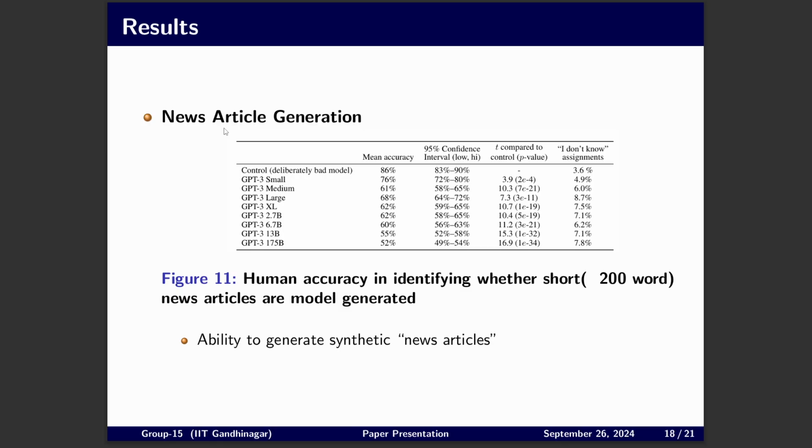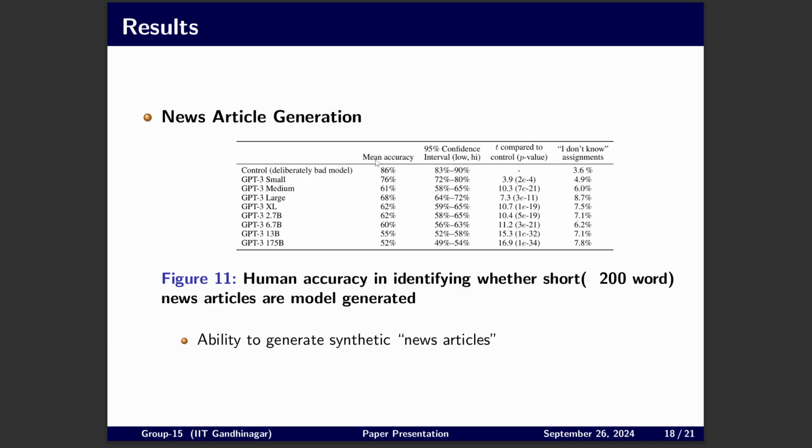We give it the starting part of an article, and then we expect it to complete the full article. We are making use of humans to check and give a score to tell whether they can recognize that this is a model generation of an article or a humanly generated article. One control model was designed which was made deliberately bad, so that almost most humans should be able to recognize that this is an article generated by a model. That one will have around 86%.